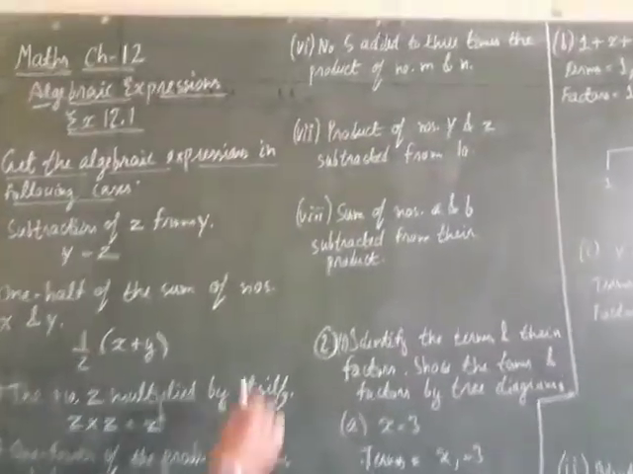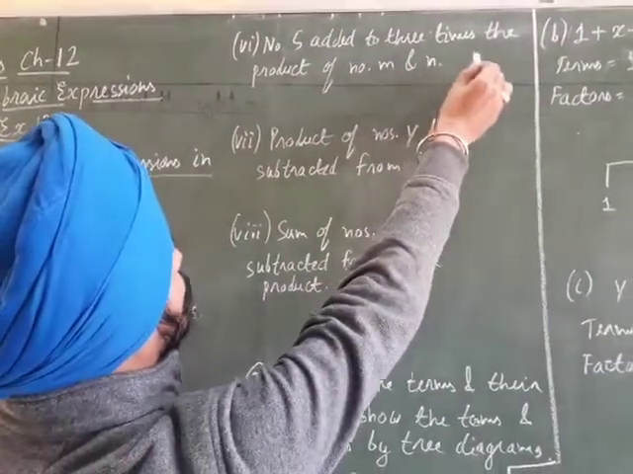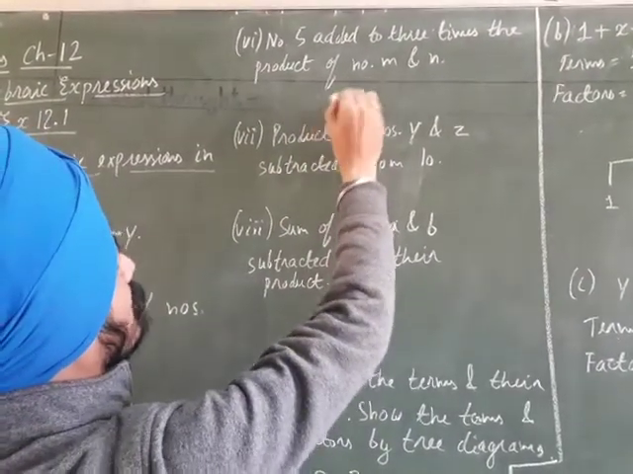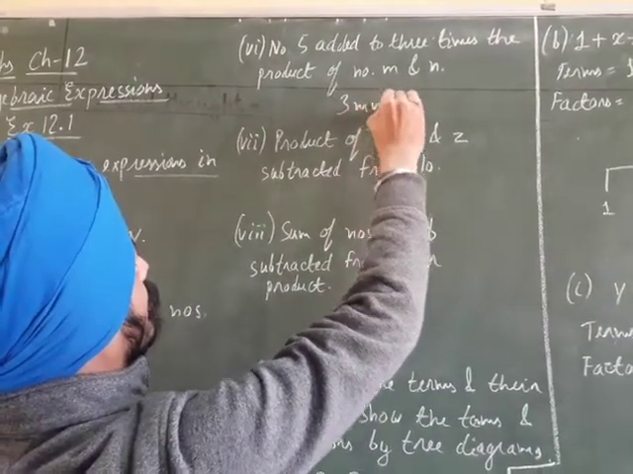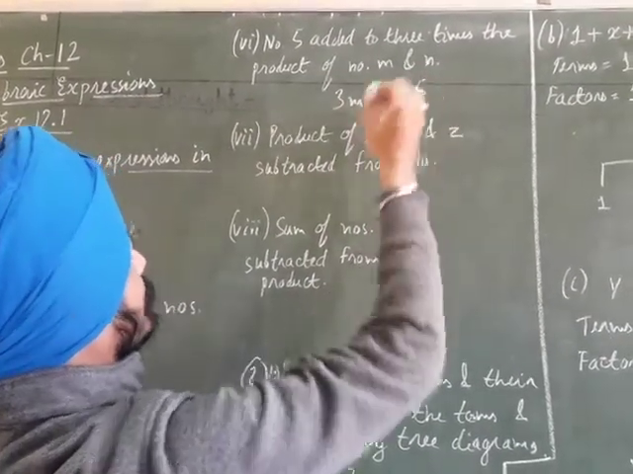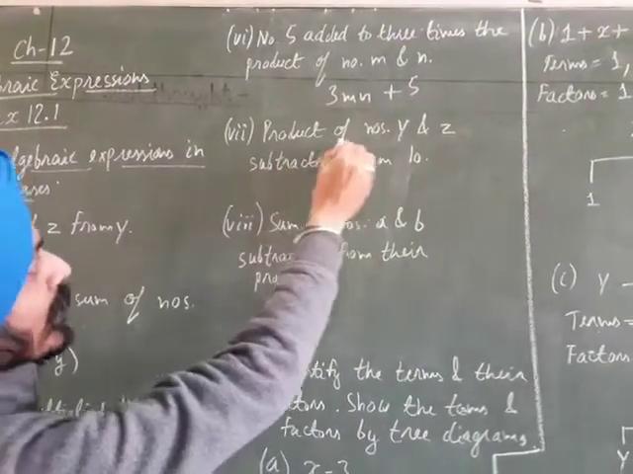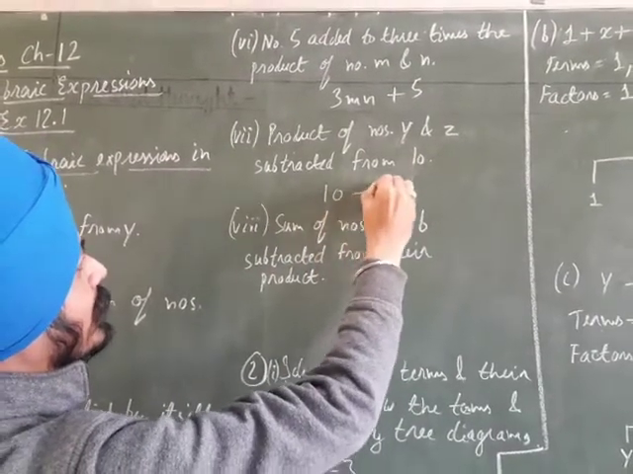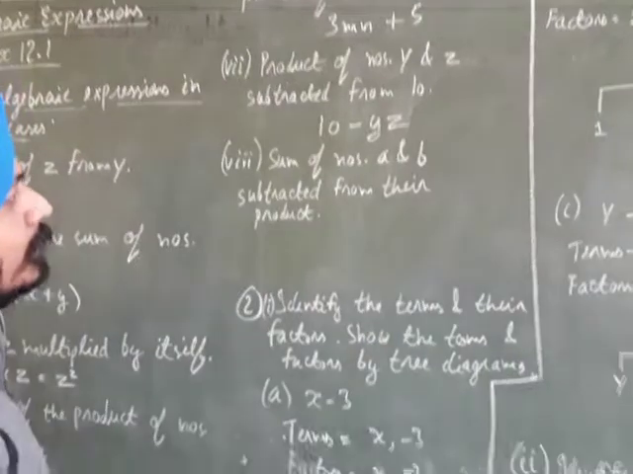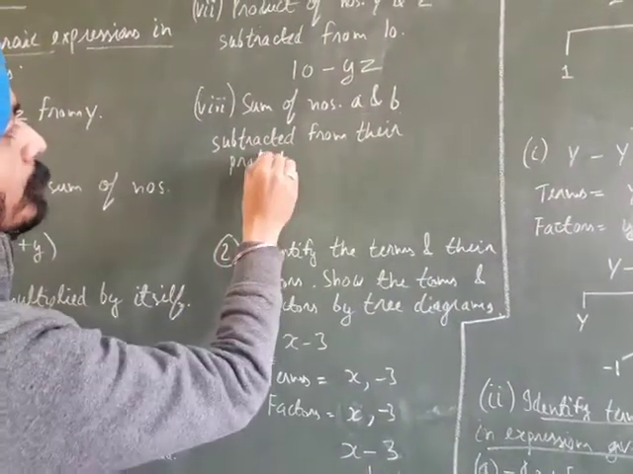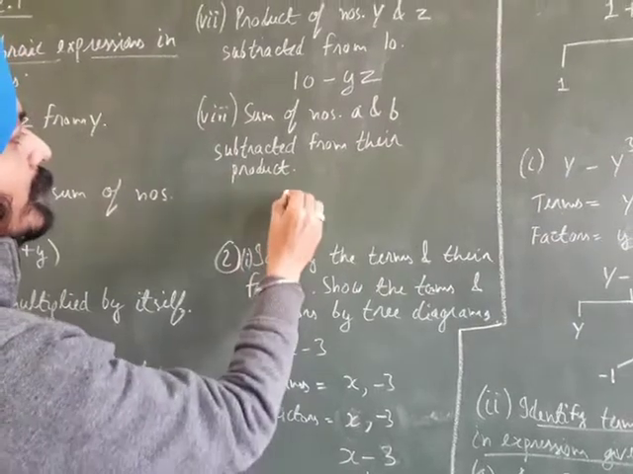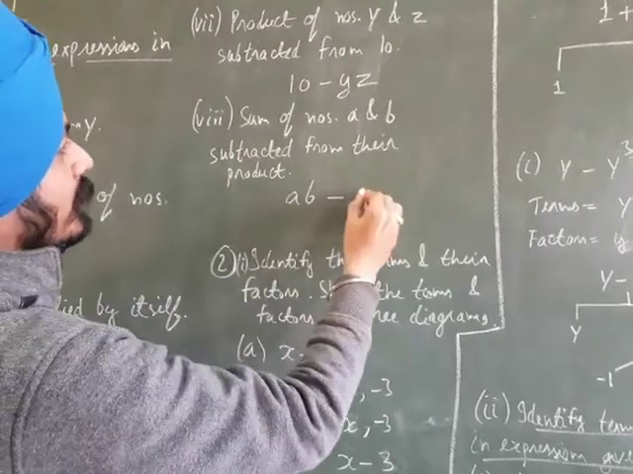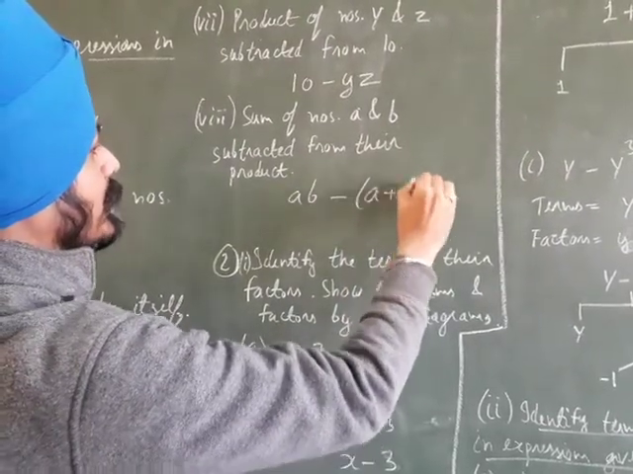Now students, see sixth part, number 5 added to 3 times the product of numbers m and n. So 3 times the product of m and n means 3mn, and number 5 added means plus 5. Then seventh part, product of numbers y and z subtracted from 10. So 10 minus yz. Then eighth part, sum of numbers a and b subtracted from their product. First you will do the product of a and b, that is ab. Then minus the sum of a and b, a plus b.